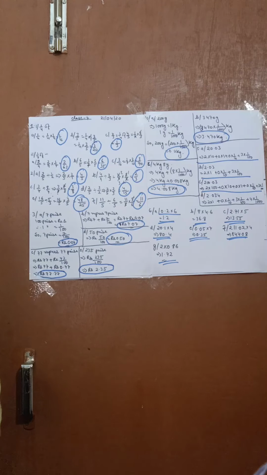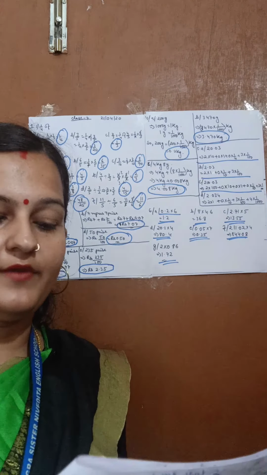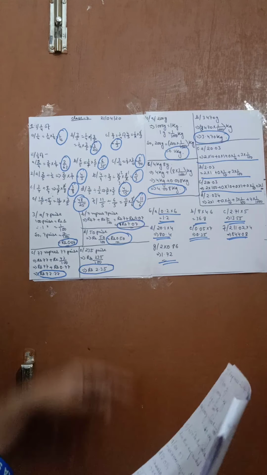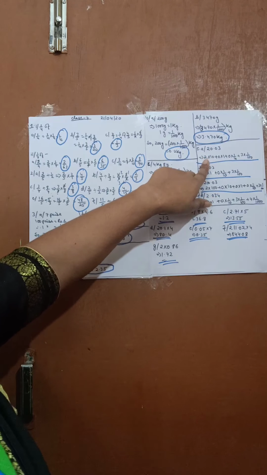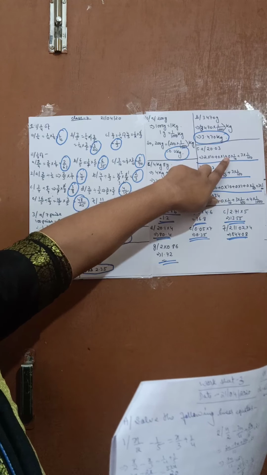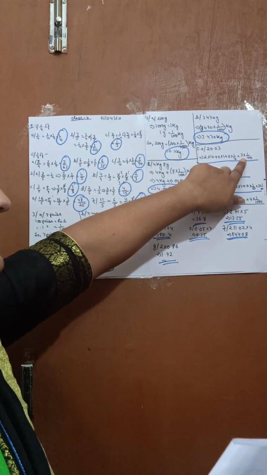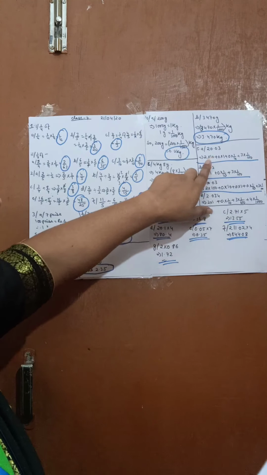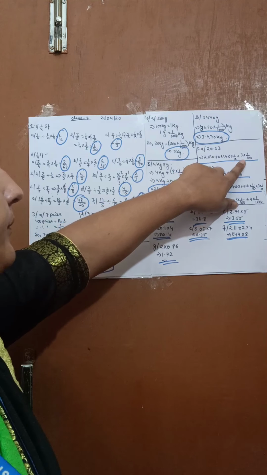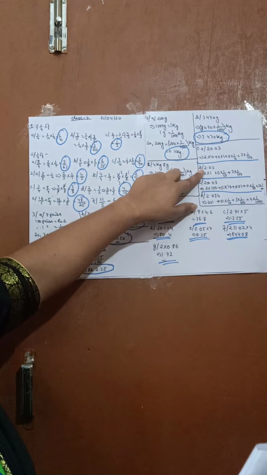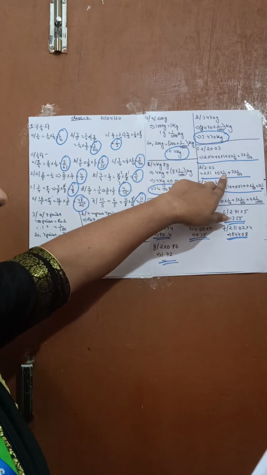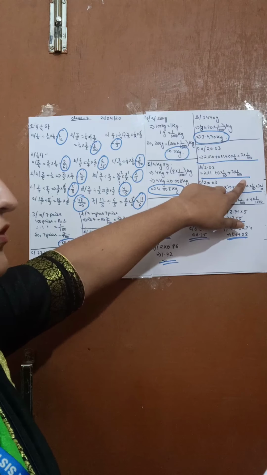Write the following decimal numbers in the expanded form. Expanded form means we have to extend it as much as possible. Number A is 20.03. Kindly note it very carefully. 2 into 10 plus 0 into 1 plus 0 into 1 by 10 plus 3 into 1 by 100. I am repeating it. 2 into 10 plus 0 into 1 plus 0 into 1 by 10 plus 3 into 1 by 100. Number B is 2.03, is equals to 2 into 1 plus 0 into 1 by 10 plus 3 into 1 by 100.